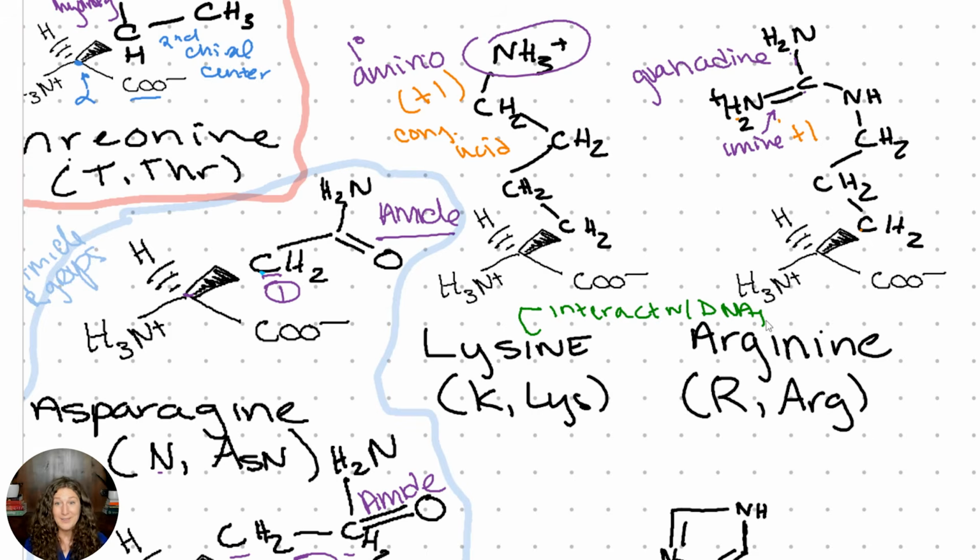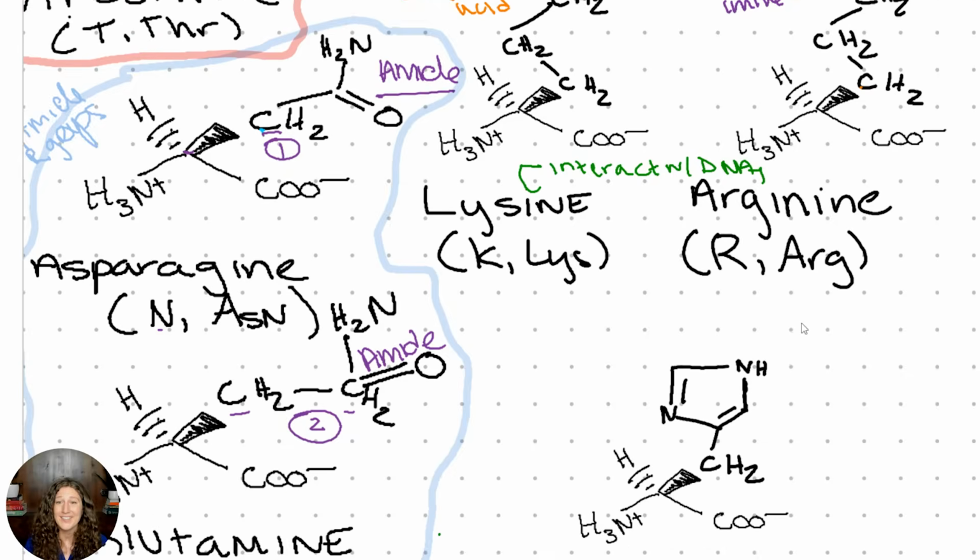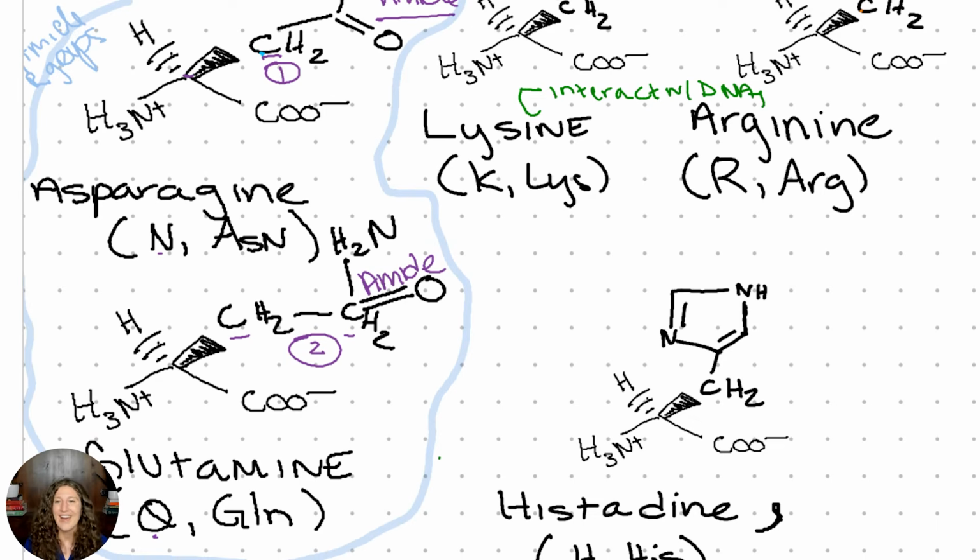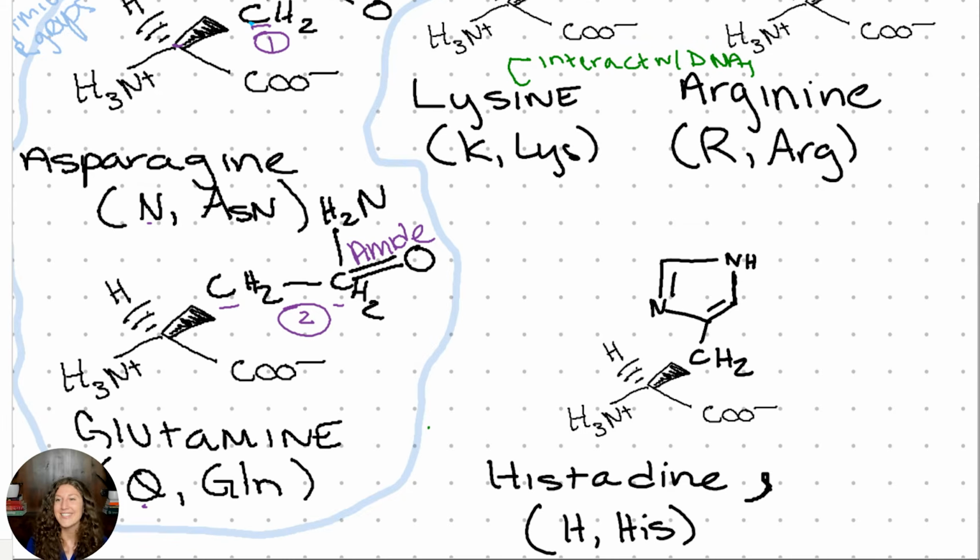All right, our final amino acid is our most complicated amino acid, in my opinion, and that is histidine. Histidine's down here on the bottom, and histidine is a special dude. Just like lysine and arginine, it is basic. It's got the amino groups here, but in this funky structure called an imidazole ring.